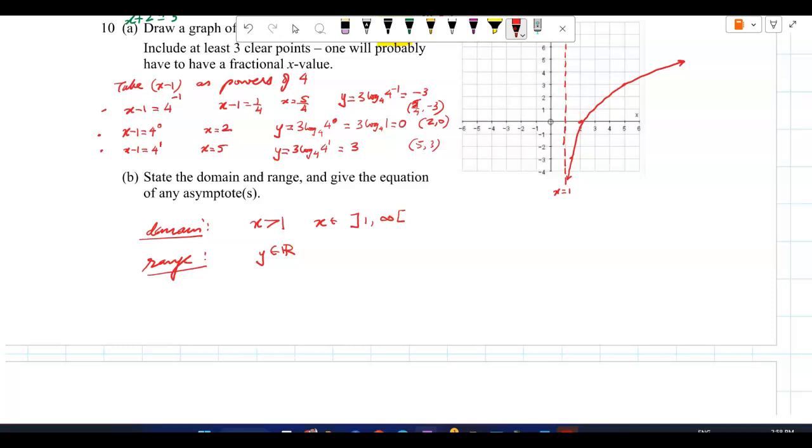Equation of any asymptote. What is the equation of the vertical asymptote? X is equal to 1. Okay.